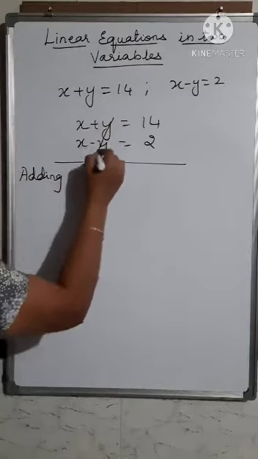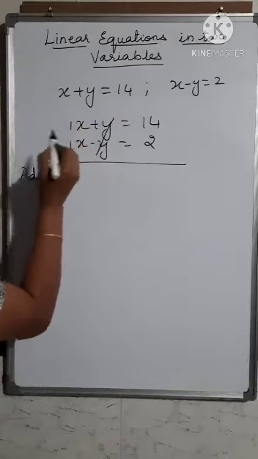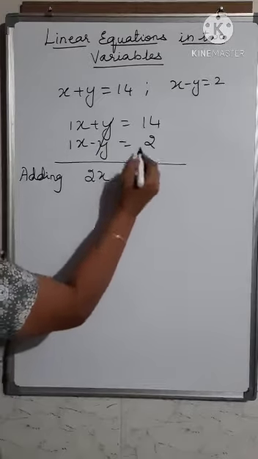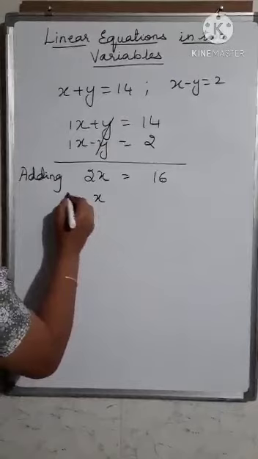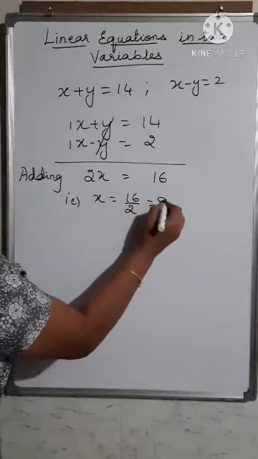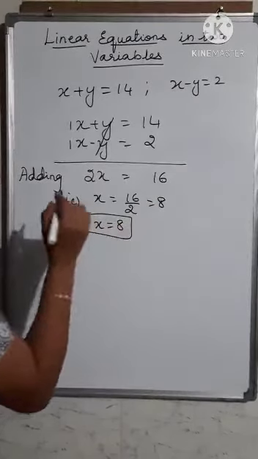you can cancel this, then add these two. Here the coefficient is 1, here the coefficient is 1. So 1 plus 1 you will get as 2x, and here you get 16. From this, the value of x is equal to 16 upon 2, which is equal to 8. So you have got the value of one variable, that is x is equal to 8.